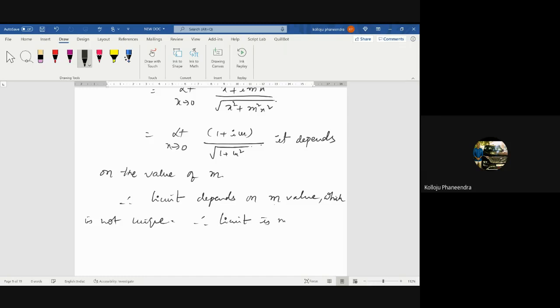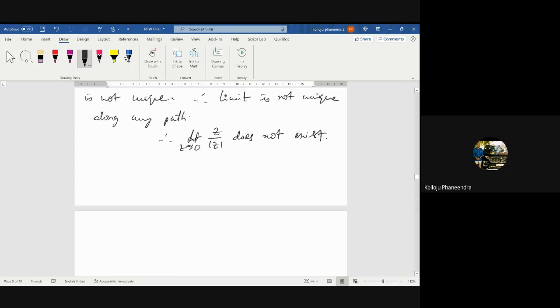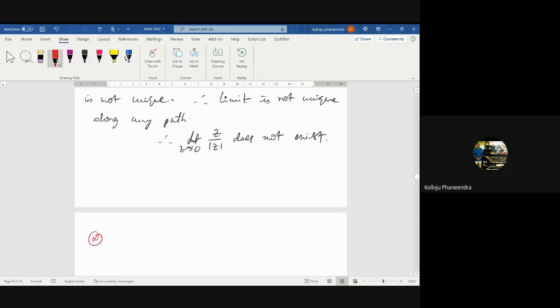The limit is not unique along any path. Therefore, the limit does not exist. Therefore, the limit as z tends to 0 of z by mod z does not exist. This is one way of proof, using the path y equal to mx. Now, another one. Check the limit.